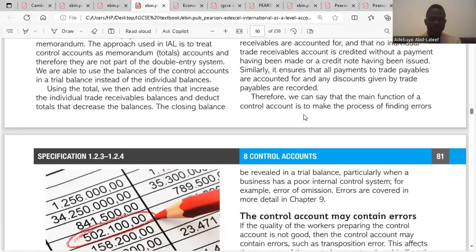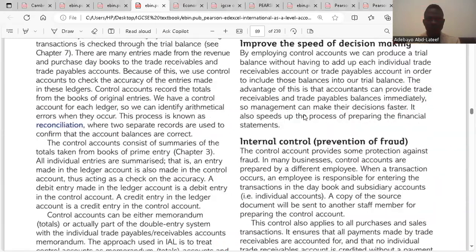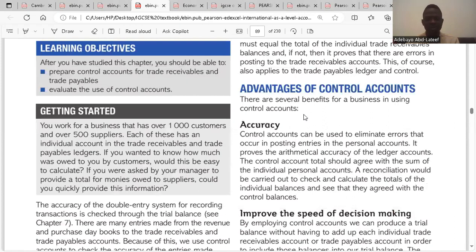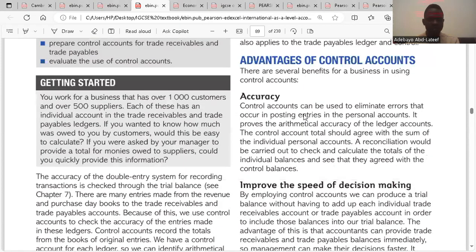But before we go further about the types of control accounts, first we have to talk about the advantages of control accounts. Why is it important to have control accounts? What are the benefits? The first one mentioned here is accuracy. Control accounts can be used to eliminate errors that occur in posting entries in the personal account. It helps us to eliminate errors, and it means that it can be reliable.